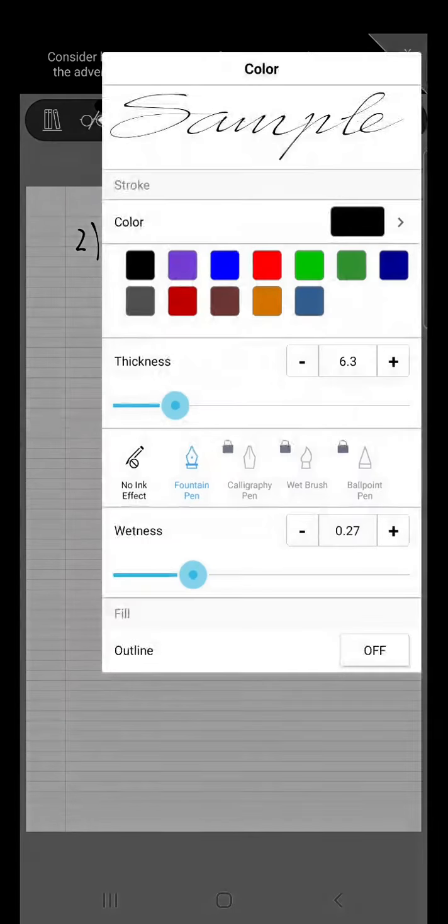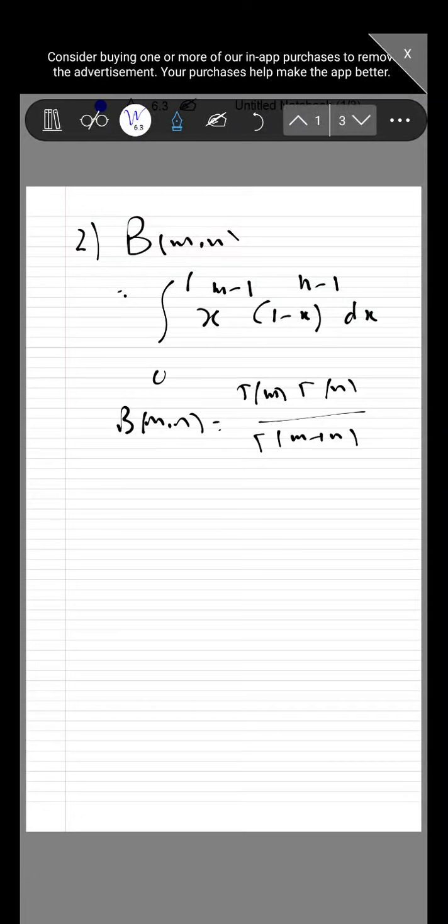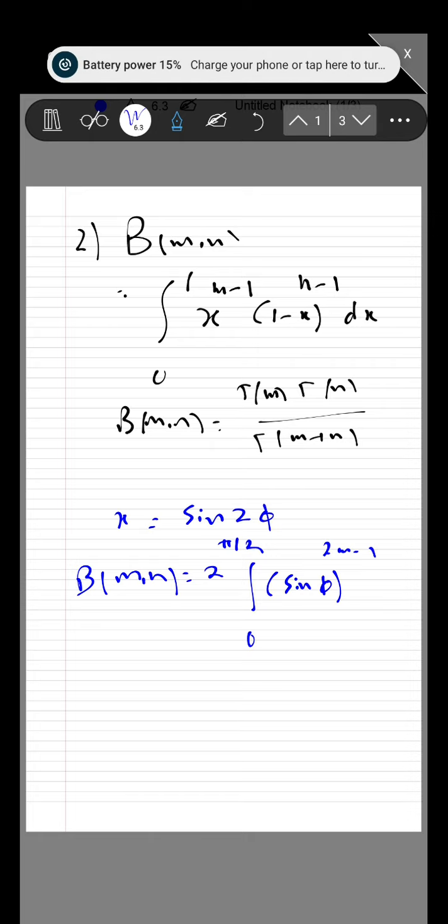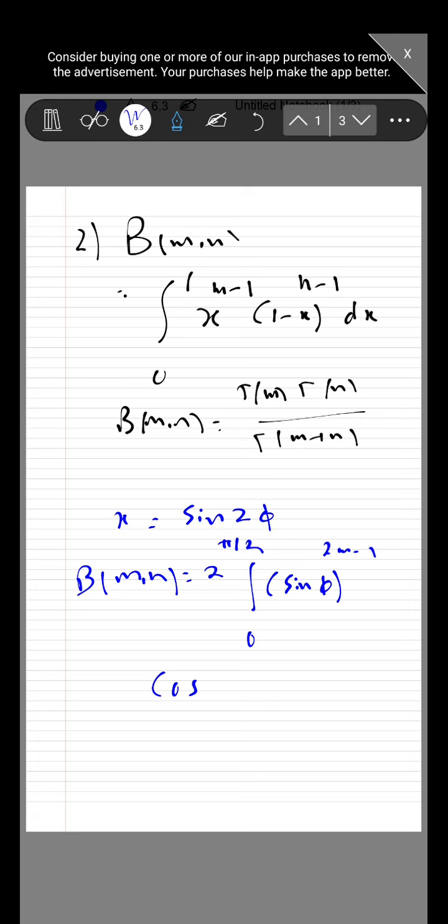So what we'll do, we will start with the substitution. We will write x as equal to sine squared phi. So using this, the beta function B(m,n) can be represented as 2 into the integral 0 to pi by 2 of sine phi to the power 2m minus 1 into cos phi to the power 2n minus 1 d phi.